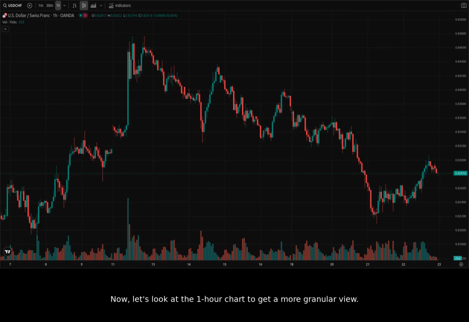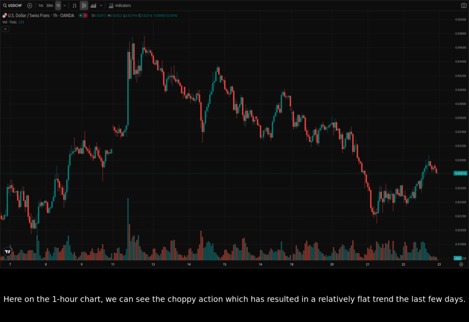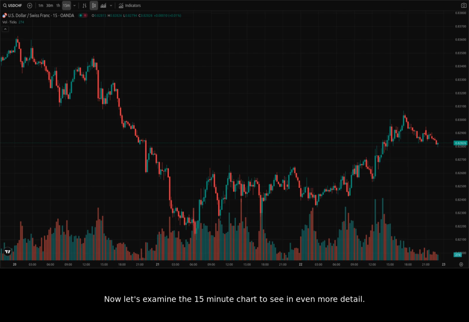Now, let's look at the 1-hour chart to get a more granular view. On the 1-hour chart, you'll see a more detailed picture of recent price action, highlighting short-term trends and potential entry/exit points. Here, we can see the choppy action which has resulted in a relatively flat trend the last few days. It looks like the pair has been bouncing between 0.82 and 0.83 for a week or so. Now let's examine the 15-minute chart to see in even more detail.